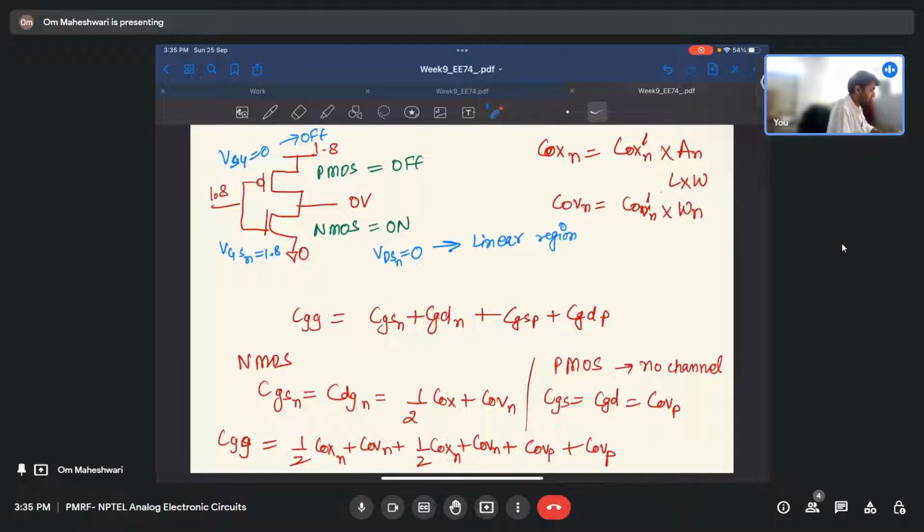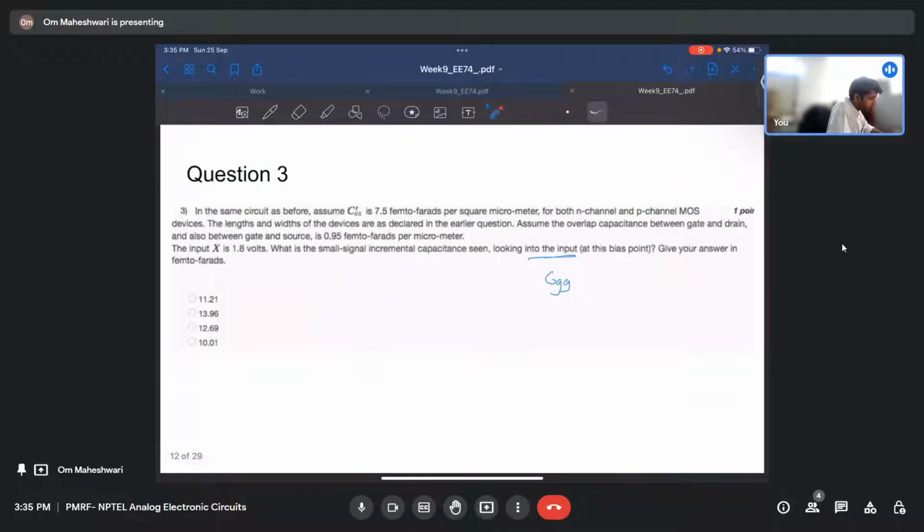Okay, okay. So this COX prime is per unit area, let's say per centimeter square, and this COV prime is per, let's say, per centimeter or per micrometer. Like these are the values that are given in the question. So if I write here, this is COX prime and this is COV prime. So when I multiply with area, COX will be COX prime into area, and COV will be COV prime into width. Okay.